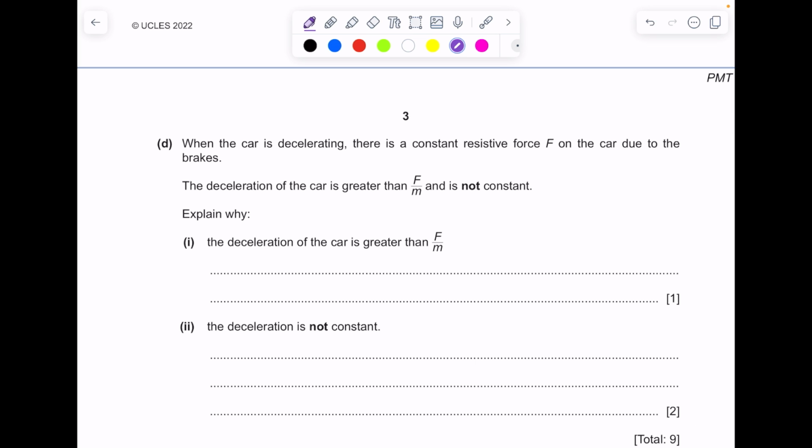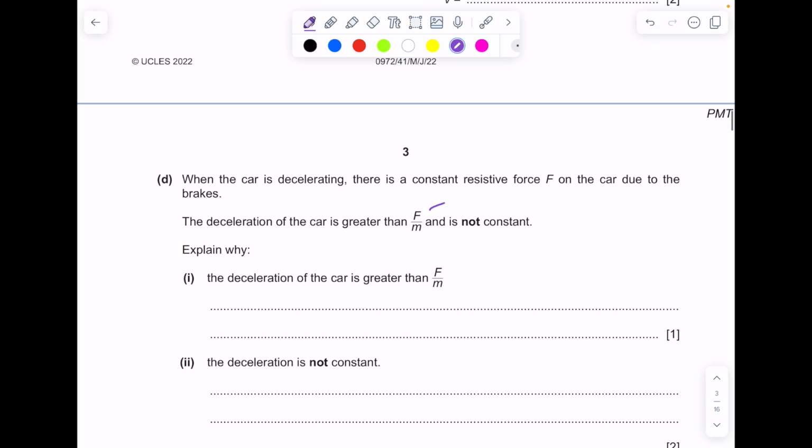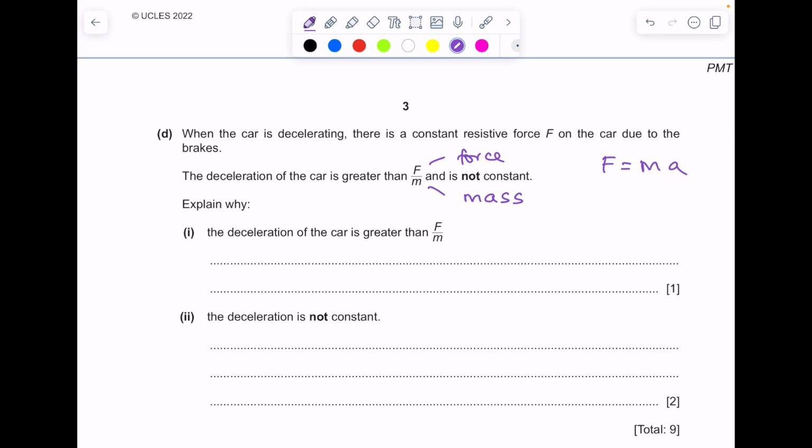When the car is decelerating, there is a constant resistive force F on the car due to the brakes. The deceleration of the car is greater than F over m and is not constant. Explain why the deceleration of the car is greater than F over m. So remember, there's that resistive force. M is the mass of the car. So this is actually Newton's second law, force equals mass times acceleration. Simply because air friction or air resistance acts on the car to slow it down even further.